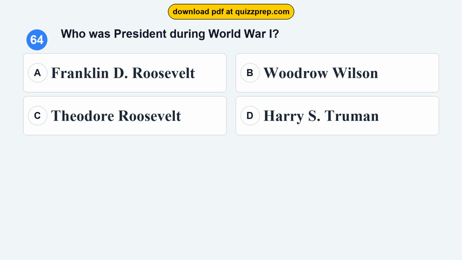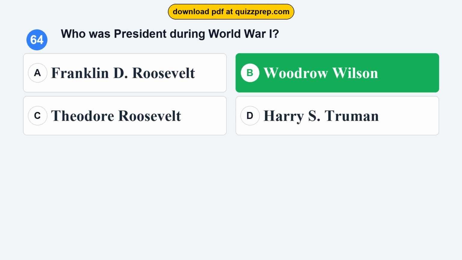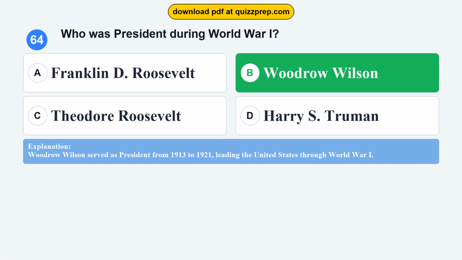Question 64. Who was president during World War I? Option A, Franklin D. Roosevelt. Option B, Woodrow Wilson. Option C, Theodore Roosevelt. Option D, Harry S. Truman. The correct answer is option B, Woodrow Wilson. Woodrow Wilson served as president from 1913 to 1921, leading the United States through World War I.